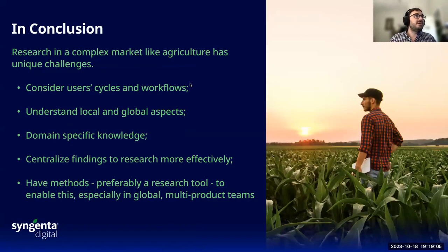So, in conclusion, agriculture user research isn't wildly different than other types of user research. You're still talking to users, you're still understanding needs, you're still understanding pain points, but it really comes down to understanding the rhythms of agriculture and how our growers treat technology. These are the most important pieces alongside the domain specific knowledge.